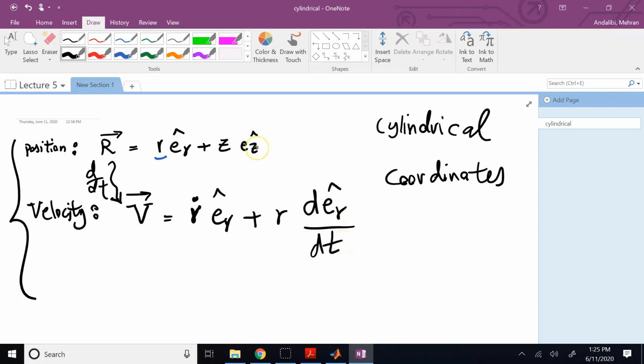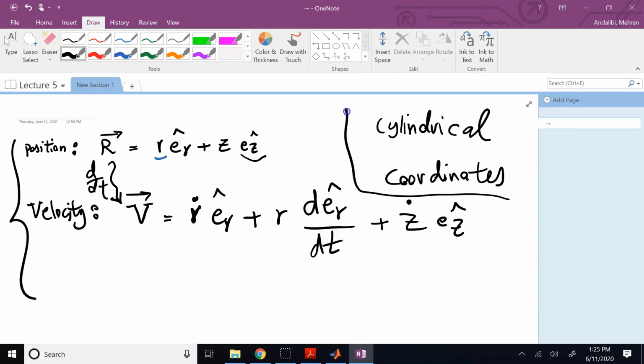What about ZEZ? It's a product again. Do they both change with time? And the answer is no. This time, EZ, as I said, it's the same as K. It does not change magnitude, it does not change direction, so all we would get is Z dot times EZ.